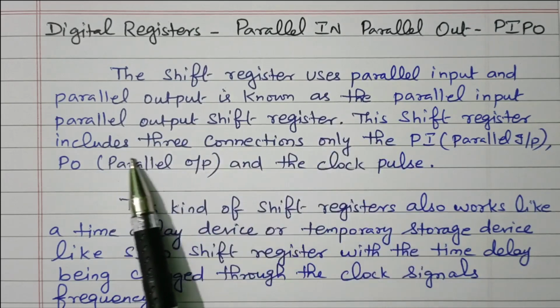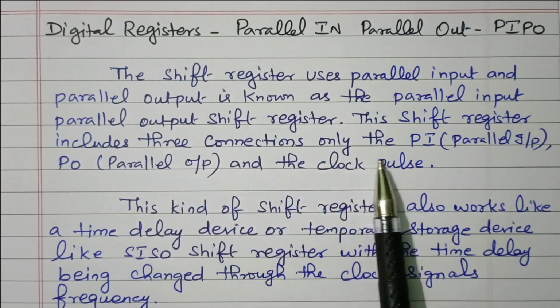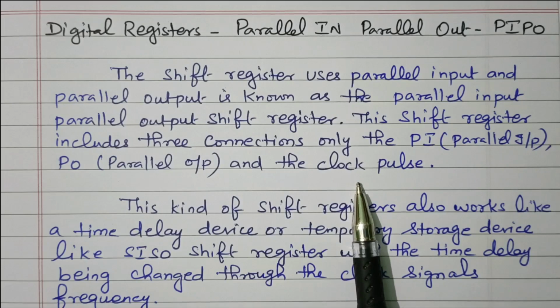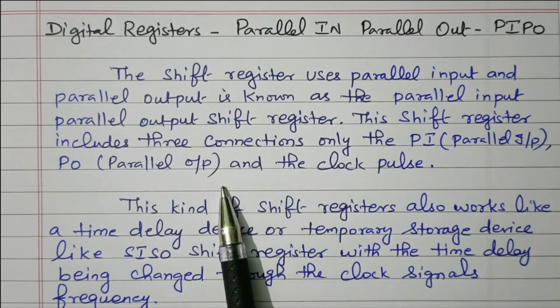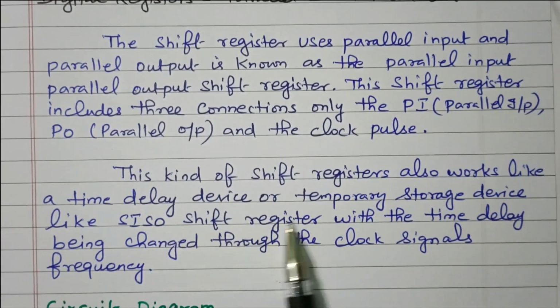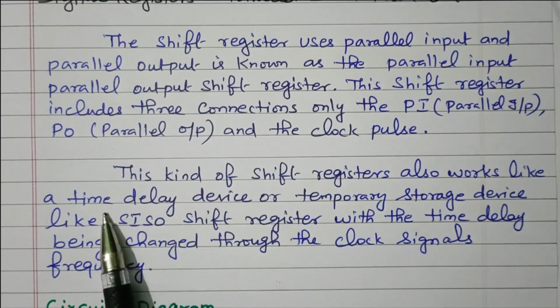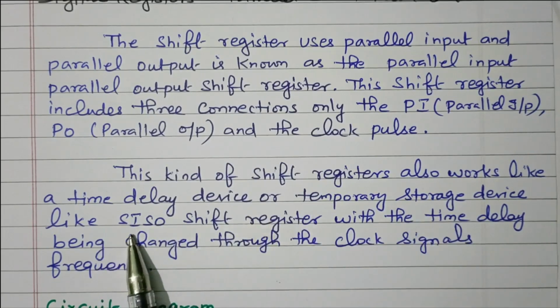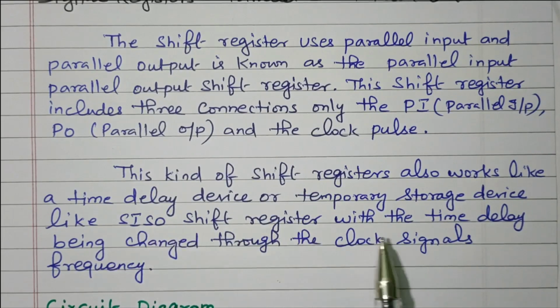This shift register includes 3 connections only: the parallel input, parallel output and clock pulse. The data is given parallelly and taken parallelly, and it also uses the clock pulses. This kind of shift register also works like a time delay device or temporary storage device like the SISO shift register, with the time delay being changed through the clock signal frequency.